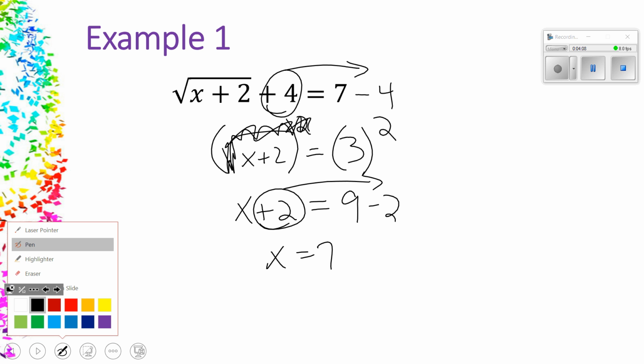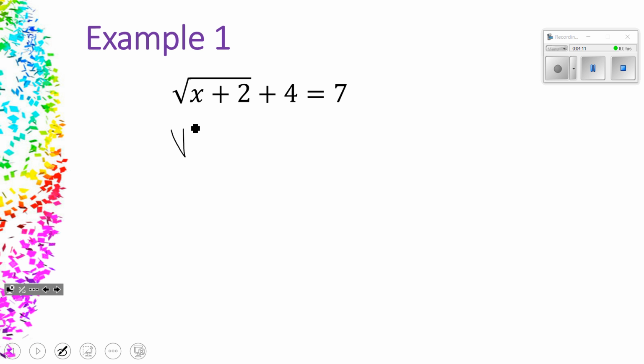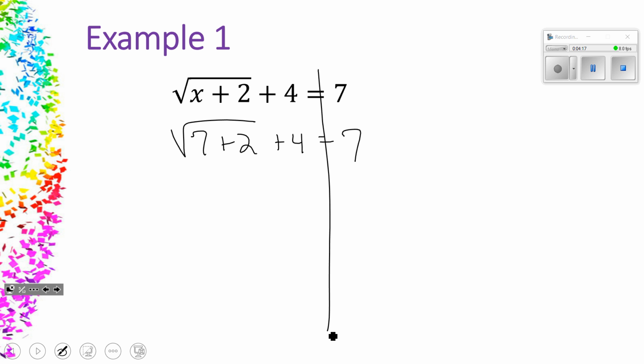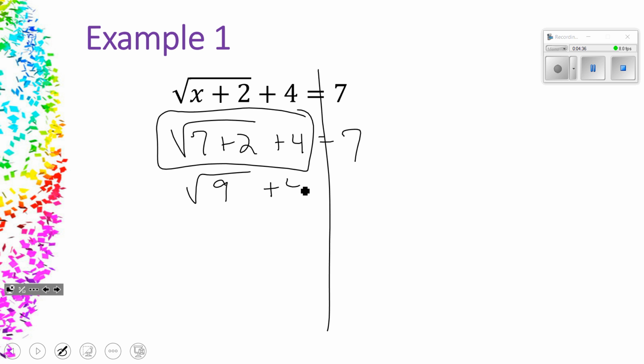Okay, long gone are the days where you can get by and not check. You need to check. So be very careful when you do check. If we put this in, we put in the square root of 7 plus 2. What do I have to do after the 2? Use my arrow and get out of the radical, and then hit plus 4. If I did this by hand, it would be the square root of 9 plus 4.